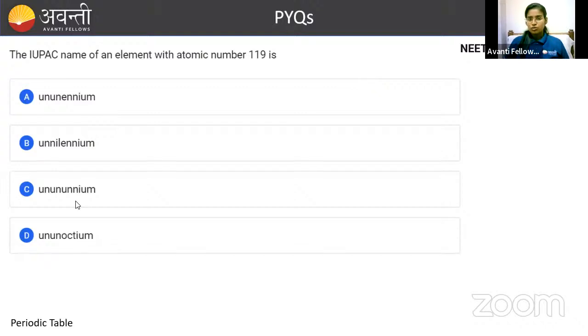We have a set of rules given by IUPAC to name the compounds with atomic number greater than 100. So using that rule, we have to find out the answer. For this question, many of you are going for option B, option A, and many are going for C.